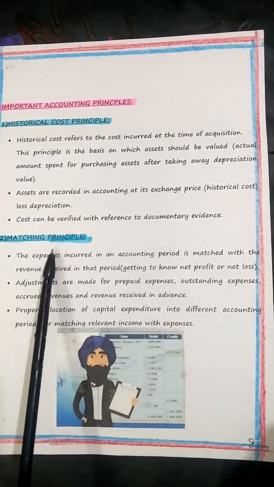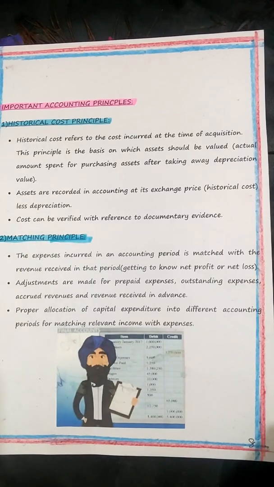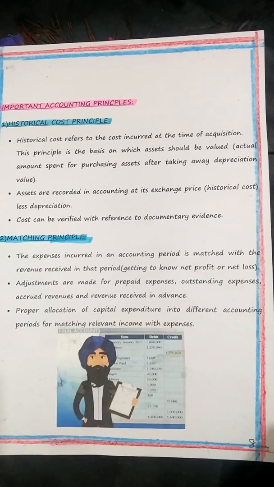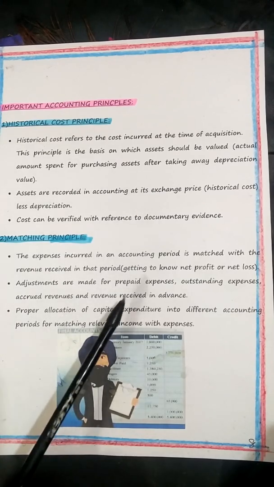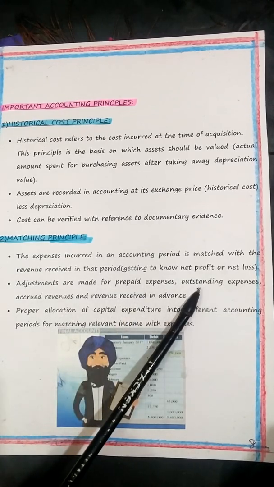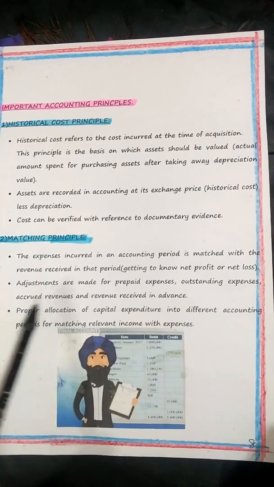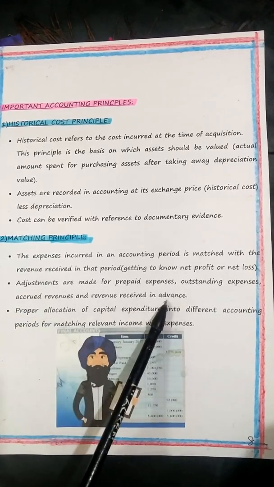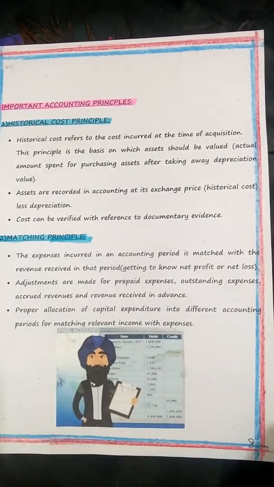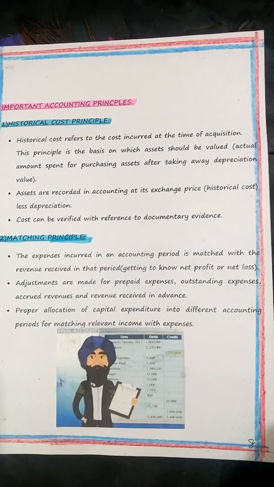Matching principle is nothing but you're going to match the income with the expenditure with proper adjustments to be made. Adjustments are carried out in terms of prepaid expenses, outstanding expenses yet to be paid, accrued revenues, I told you, and revenue received in advance. On accrual basis, you're going to record the transactions immediately when they occur rather than when the payment is made. The next one is nothing but the materiality concept.